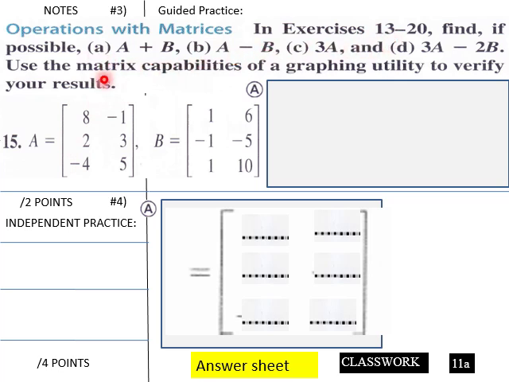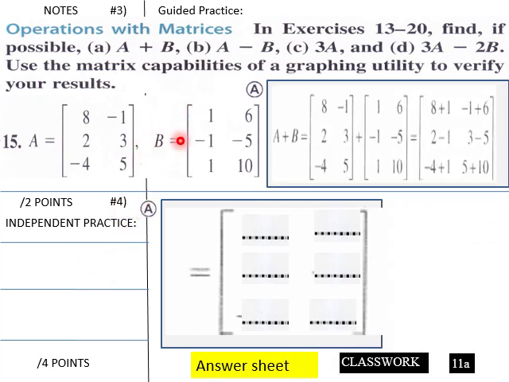Okay, so let's try this one here. Find, if possible, A, which is A plus B, and then B would be A minus B. So this is a continuation of A, I'm sure this continues down. And then C would be 3A, and then D would be 3A minus 2B. So this is a 4-part problem here for A and B. So for A up here, use matrix capabilities of a graphing utility to verify your results. By now, teachers, you should have shown your students how to use a graphing calculator to add matrices together. But we're going to go ahead and do it today as an example.